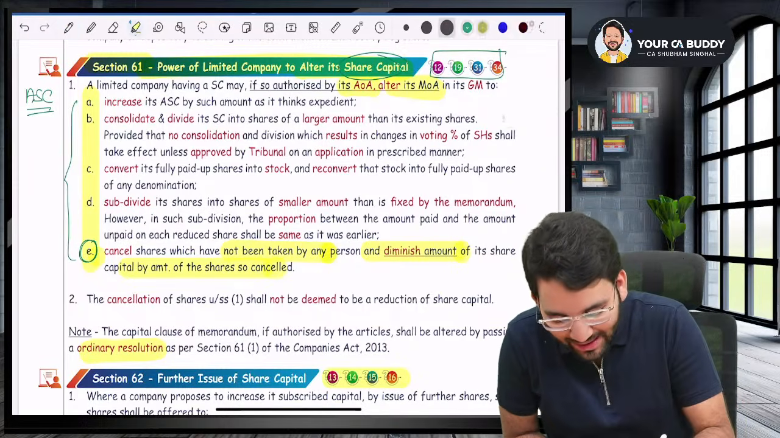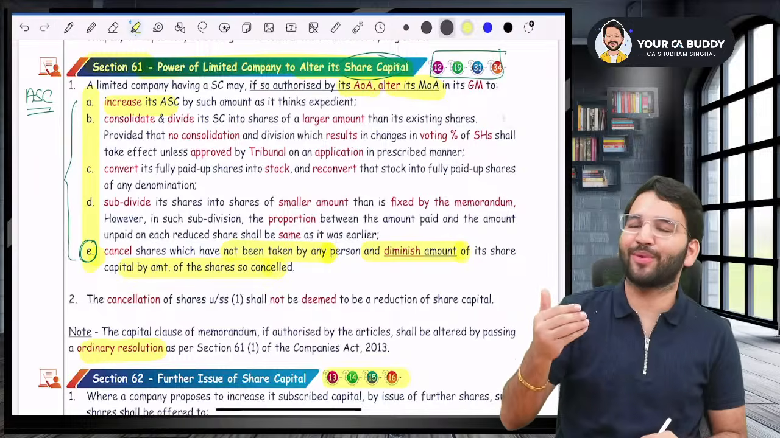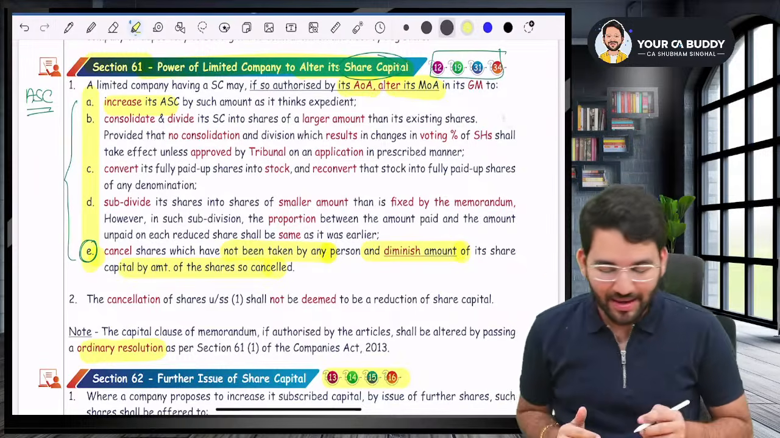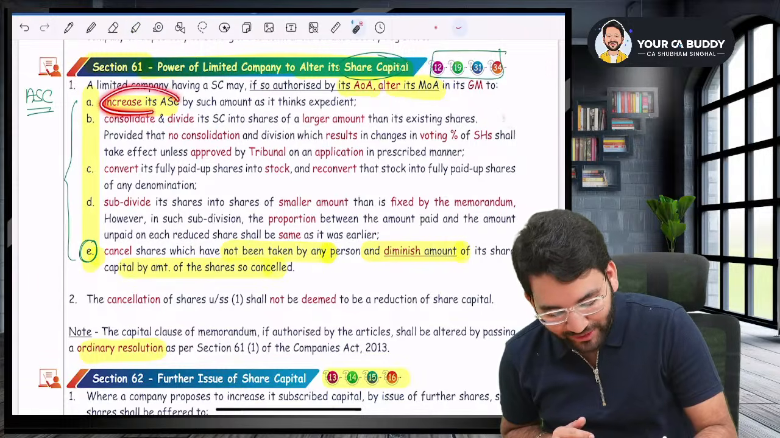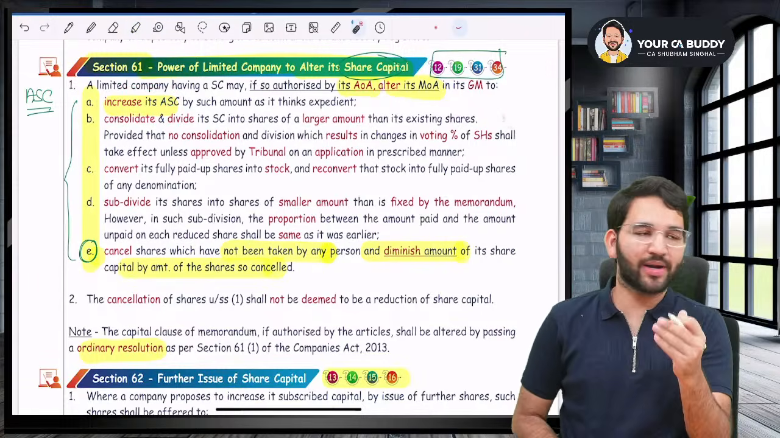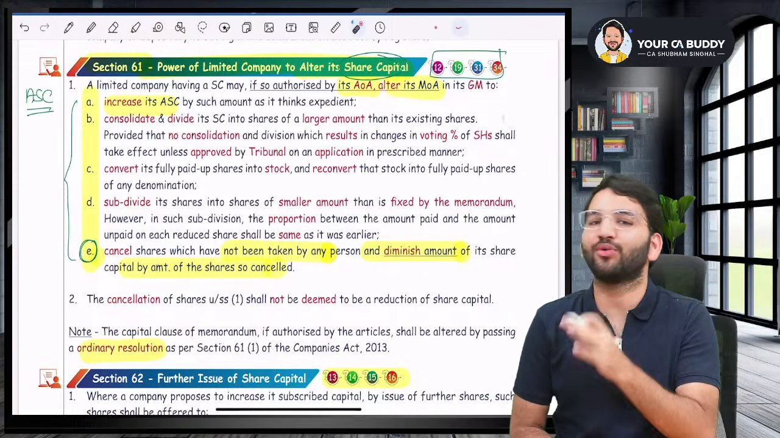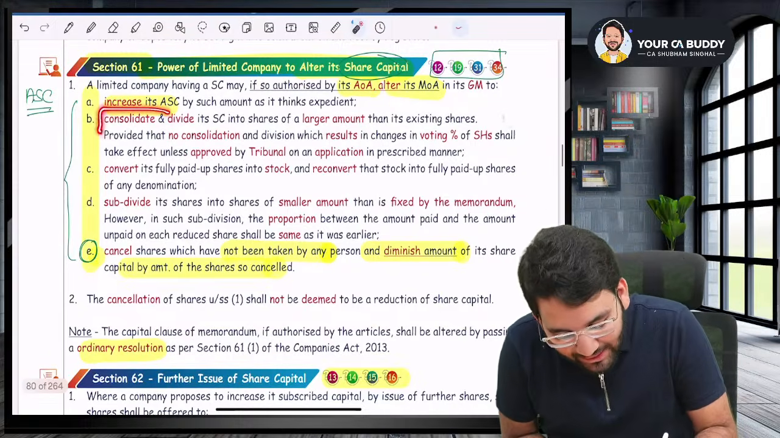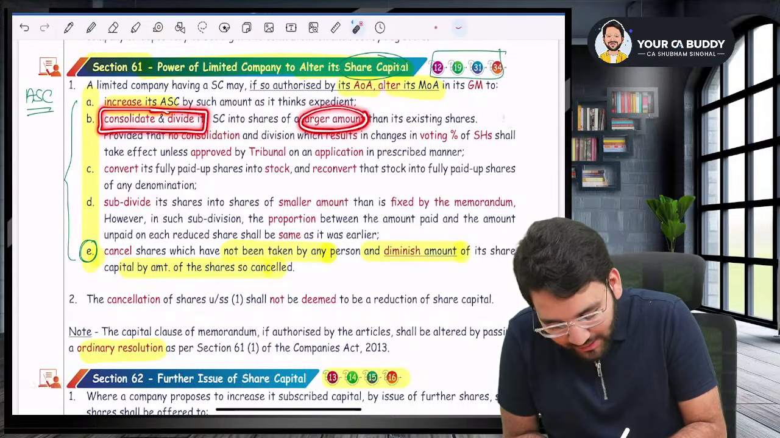So number one, increase the authorized share capital. Please remember along with me, this is revision. You just have to keep by-hearting, keep repeating and keep revising. Those who are my class students, for these sections, you always refer to the notes that we made in the class. It will give you more comfort. Okay. After that, sir, consolidate and divide it into shares of larger amount.